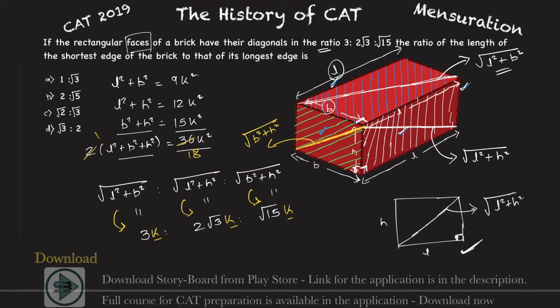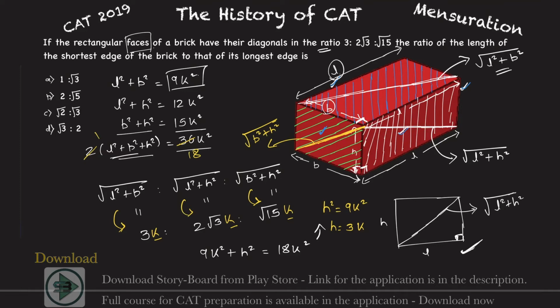So what do I get from this? If I need to find H, L square plus B square is 9k square, right? So if I substitute, 9k square plus H square is equal to 18k square. So H square turns out to be 18k square minus 9k square, that is equal to 9k square. So H is equal to 3k. That's what I get from this.